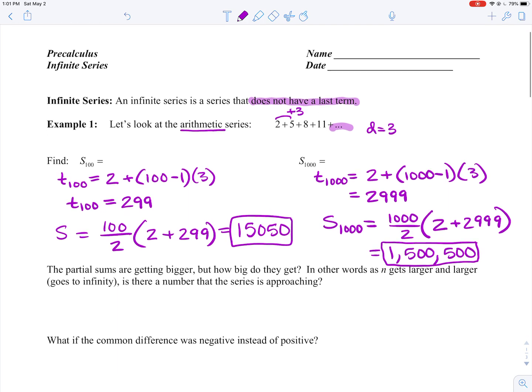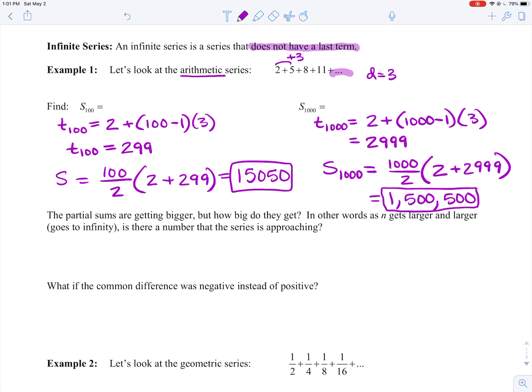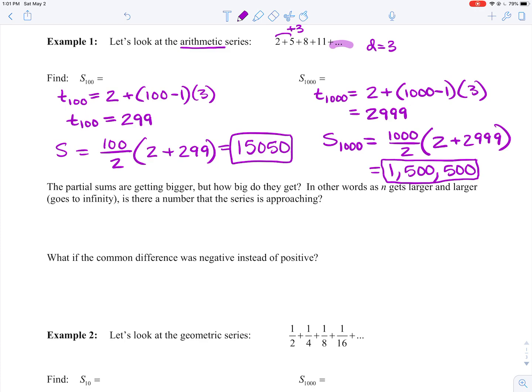So now let's make an observation. The partial sums are getting bigger, but how big do they get? In other words, as n gets larger and larger, as the number of terms goes towards infinity, is there a number that the series is approaching?